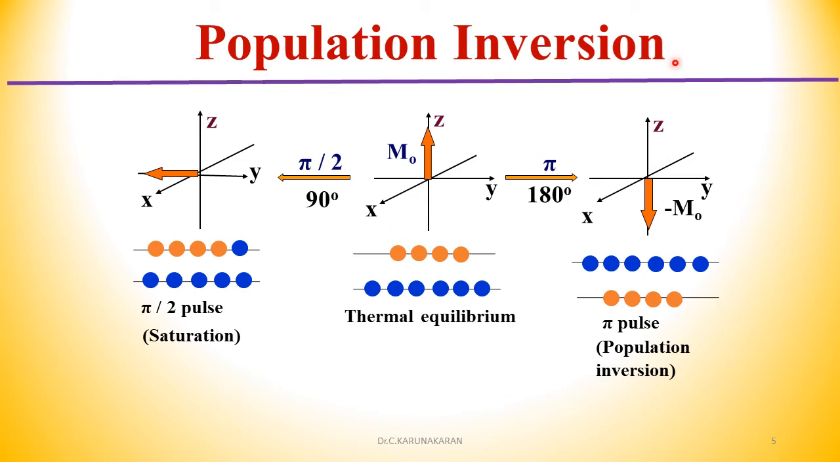What is population inversion? On applying a 180-degree pulse, a pi pulse, the net magnetization is tilted from the plus z to the minus z axis. At that time, the populations of the excited state and ground state are reversed. It is called population inversion. Whereas when you apply a pi by 2 pulse, a 90-degree pulse, the energy levels are saturated. There will be no signal.